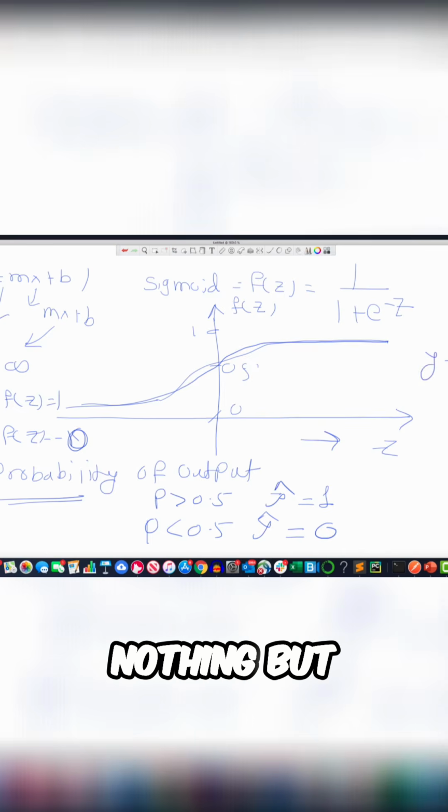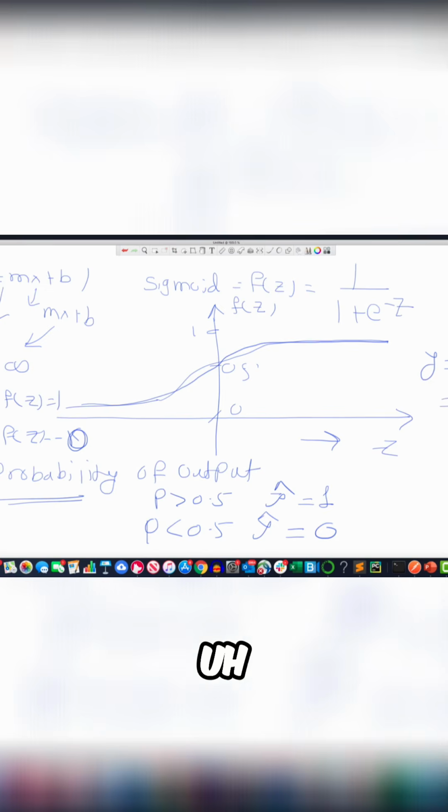Logistic regression is nothing but summation plus activation. Where summation is mx plus b, and then activation is this. So this is logistic regression.